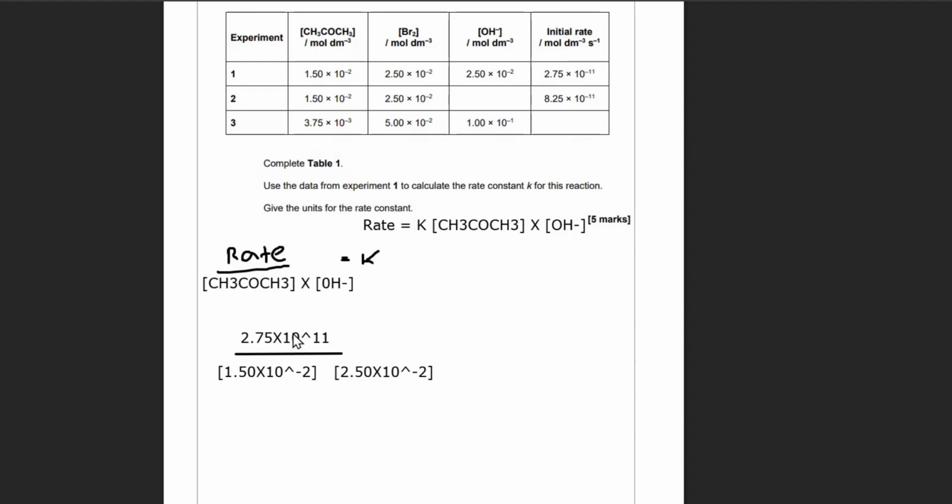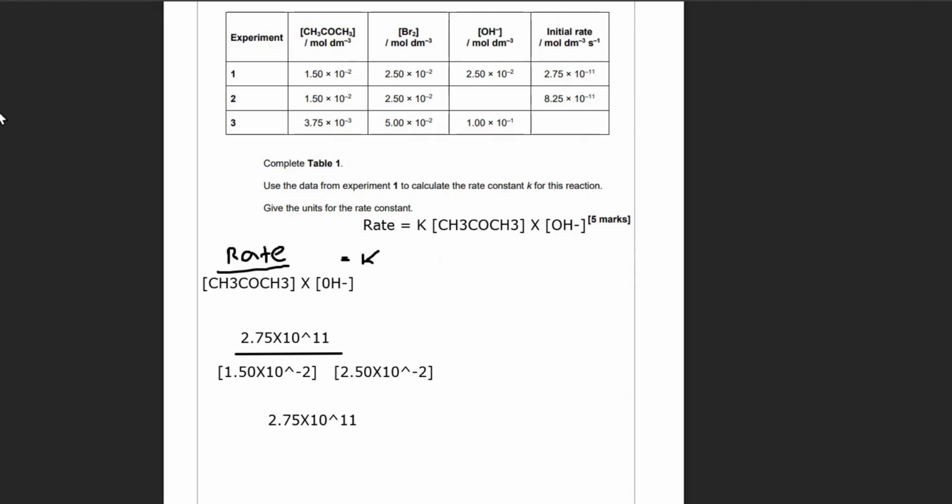So 2.75 times 10 to the minus 11 over 1.5 times 10 to the minus 2, which is the propanone concentration, multiplied by 2.5 times 10 to the minus 2, which is the hydroxide concentration. We don't need to include the bromine because it is not in the rate equation. Some of you might be able to keep it all in your calculator, but if you find that difficult, I suggest you do the 1.5 times 10 to the minus 2 times 2.5 times 10 to the minus 2 first.